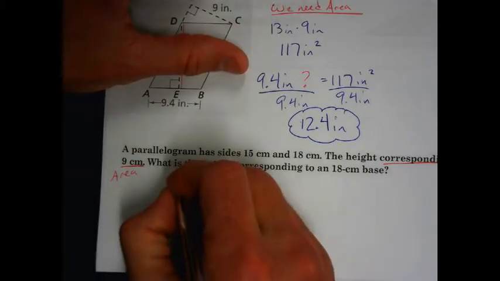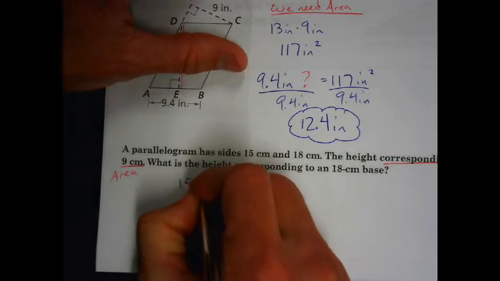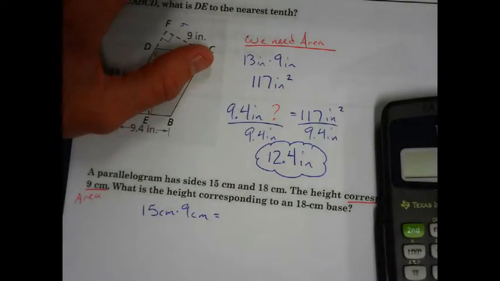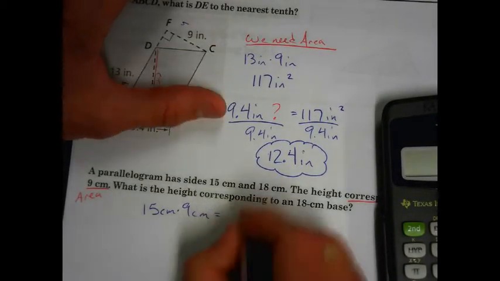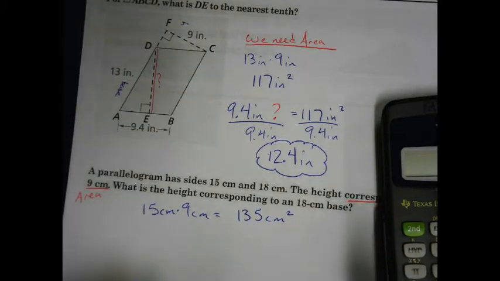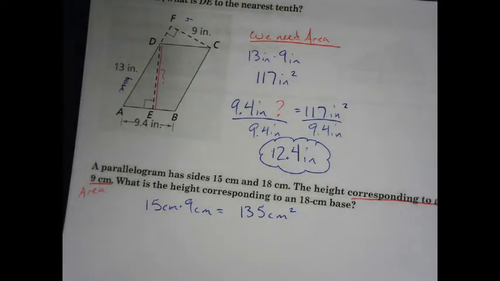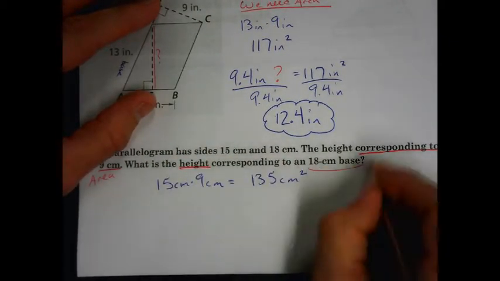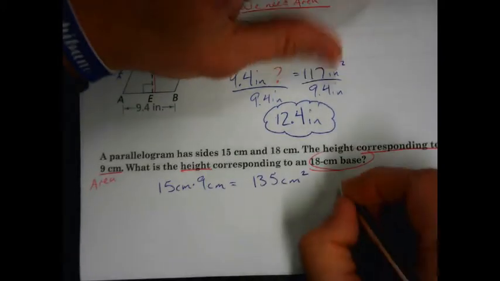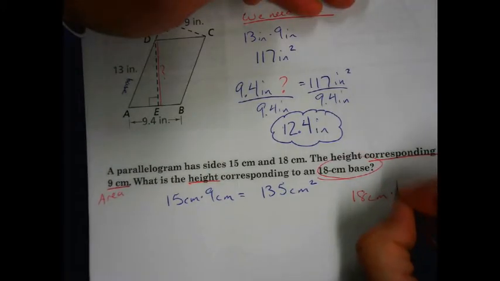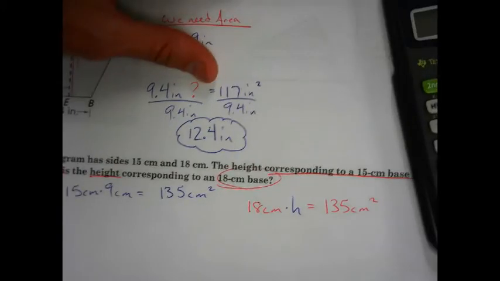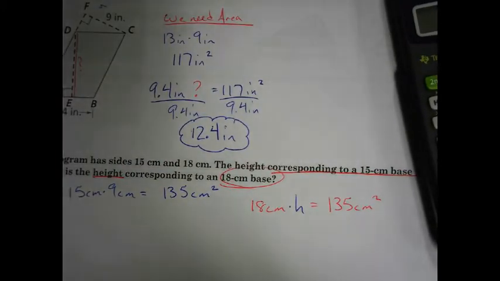We have the area. Now we can find the other corresponding height. So we'll set up our multiplication, right? 15 centimeters times 9 centimeters gives us the area. Okay, so a little more calculator work. 15 times 9, 135. So we have 135 centimeters squared. That's the area. Now, what is this question asking? We have to be very careful. The question is asking, what is the height corresponding to the 18 centimeters base? That means I'm going to multiply 18 centimeters by some height, and I will end up with the area of 135 square centimeters. So I have to figure out that height. That's what this question is asking, and we have to be careful with that.